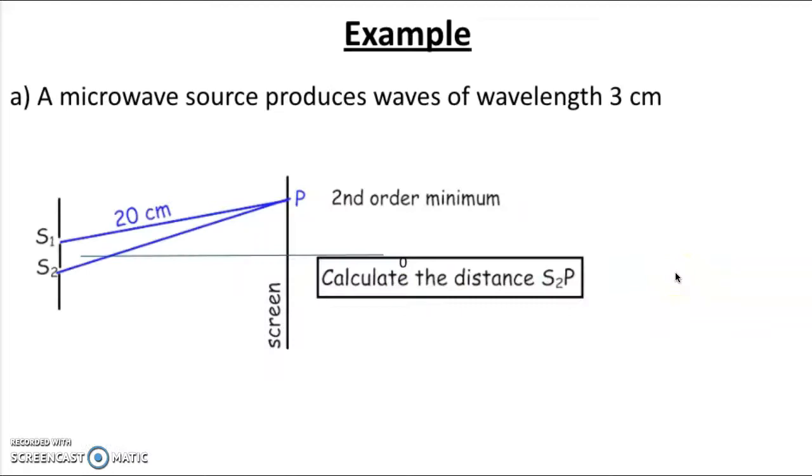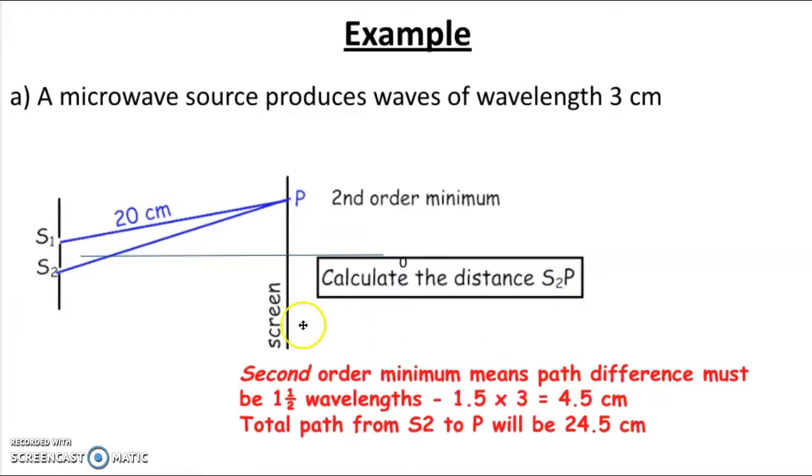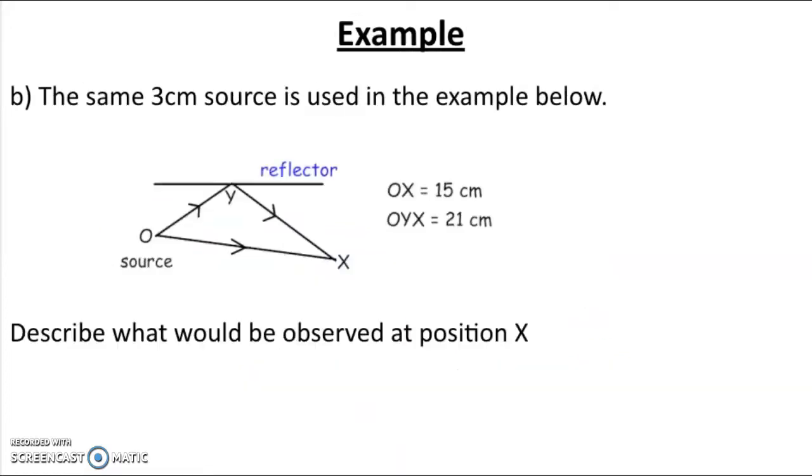So try this example when you're looking at the slides yourself. You've got a microwave source. It's a second order minimum, so you've got to work out what the path difference would be. And with the second one here, you've got to work out whether you would observe maximum or minimum amplitude, constructive or destructive, based on the two paths there and the wavelength of the source.